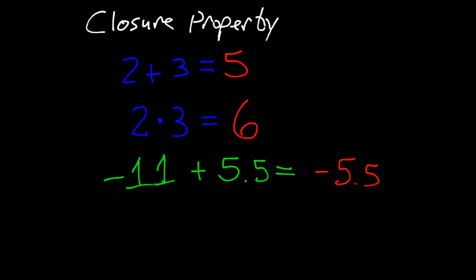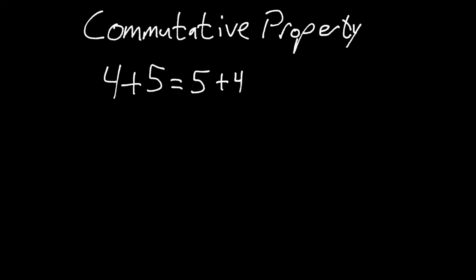Now let's talk about the commutative property. Simply put, the commutative property says if you are adding two numbers together, you can change their order and you're going to get the exact same answer. So 4 plus 5 is going to give you the same thing as 5 plus 4. I used to think of this as the numbers are commuting. They're moving around. When you commute, you go from one place to another. So the 4 and the 5 move around.